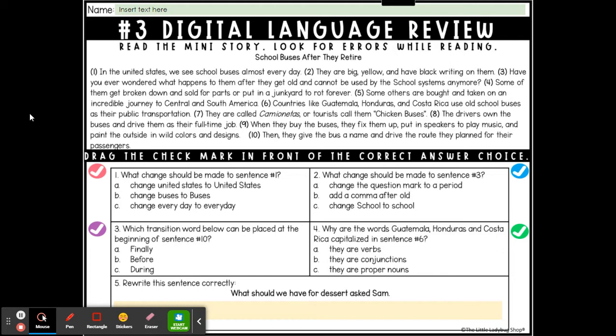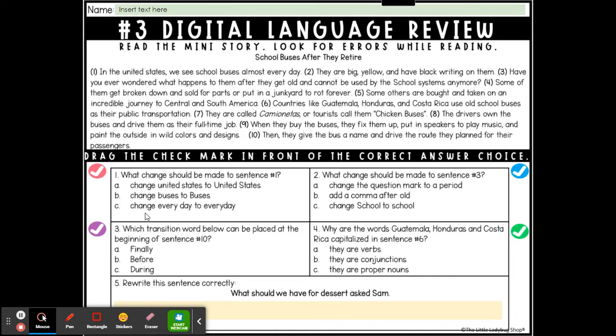They are called, and I'm going to butcher this, camionitas, maybe? Or tourists call them chicken buses. The drivers own the buses and drive them as their full-time job. When they buy the buses, they fix them up, they put speakers to play music, and they paint the outside in wild colors and designs. Then they give the bus a name and drive the route they plan for their passengers.